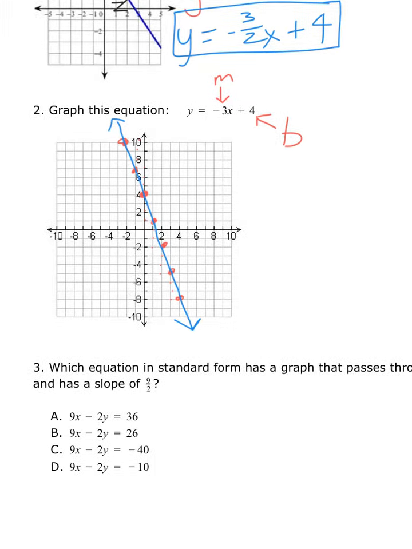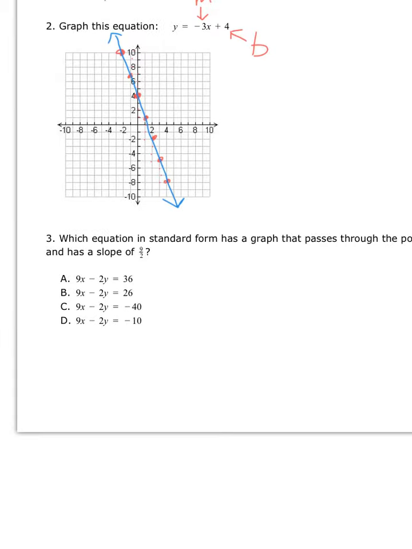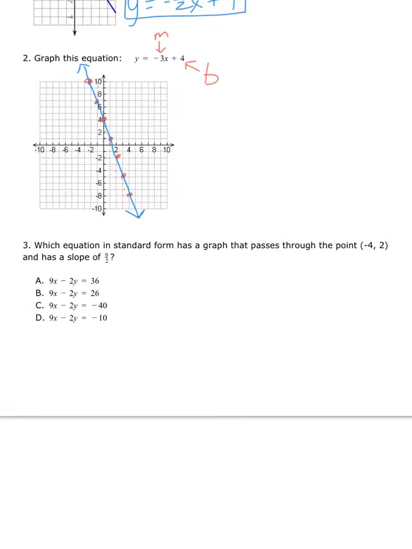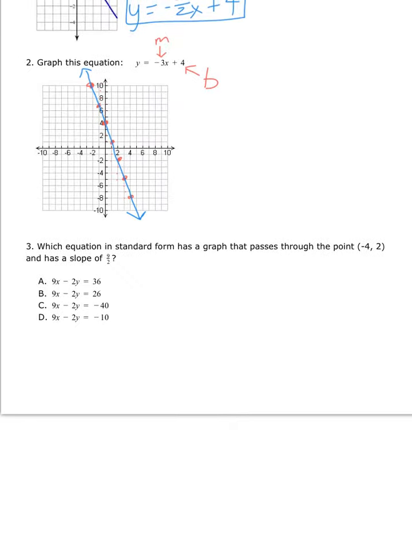Number 3. Number 3 says, which equation in standard form has a graph that passes through the point -4, 2 and has a slope of 9/2? All right, so what am I going to do to write this equation? There's a couple of opportunities here. Well, I've got a point and a slope, right? So, can I use the point-slope formula? y minus y1 equals m times x minus x1.